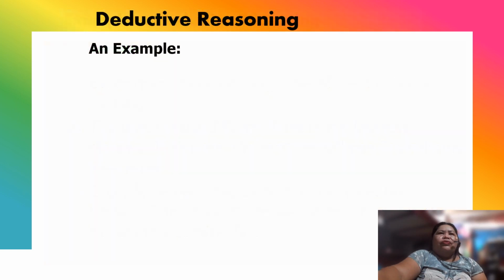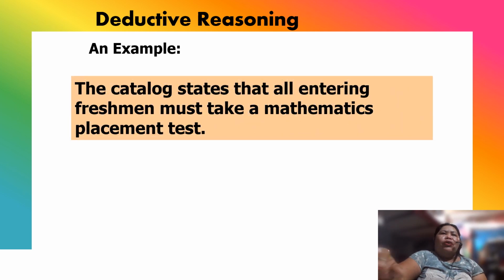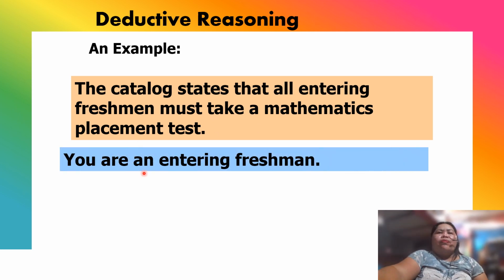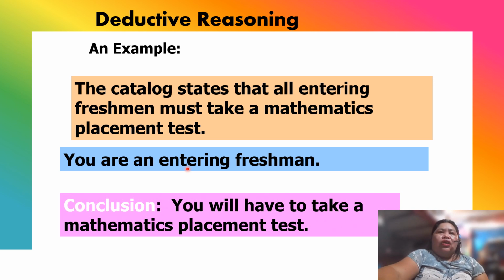Next, we have an example of deductive reasoning. Example: the school states that all entering freshmen must take a mathematics placement test. You are an entering freshman, therefore you will have to take a mathematics placement test. So this is deductive.